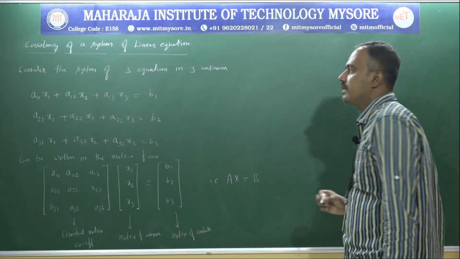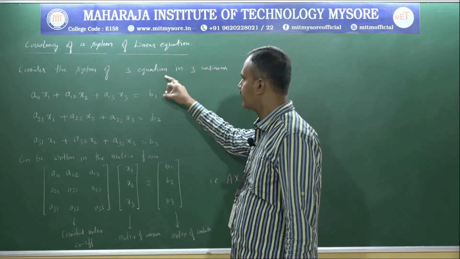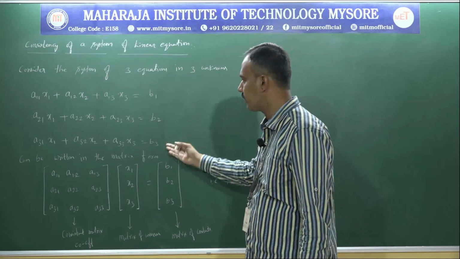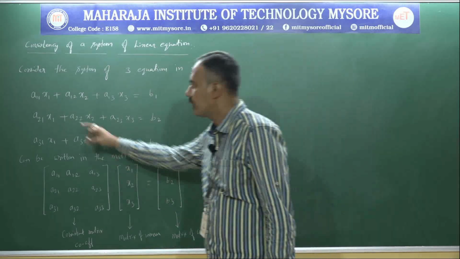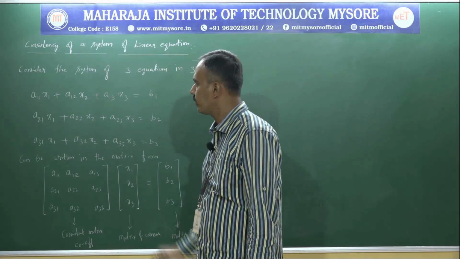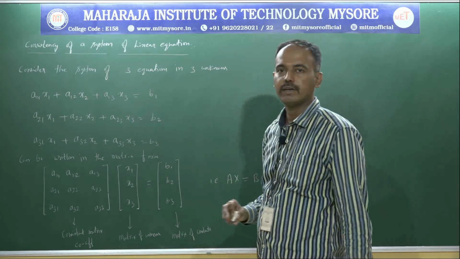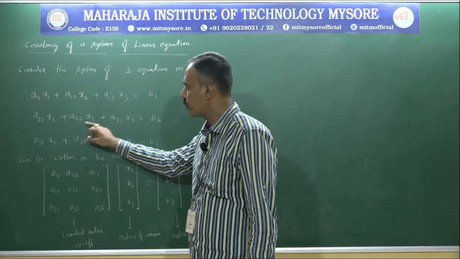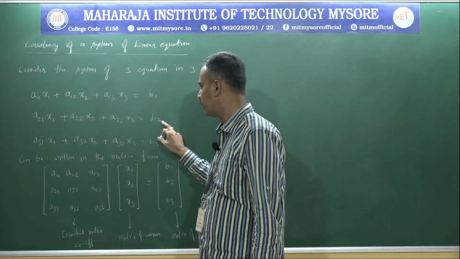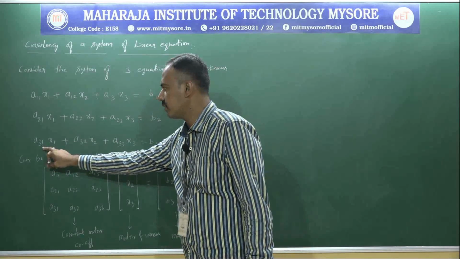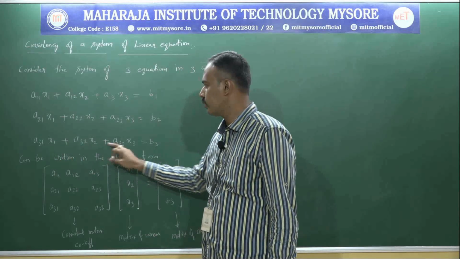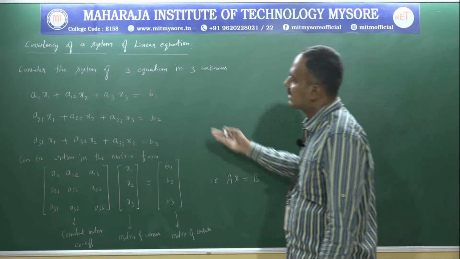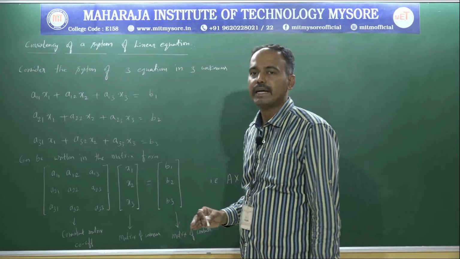Now let us consider the system of three equations in three unknowns. Suppose we have the general system of equations: a11 x1 plus a12 x2 plus a13 x3 is equal to b1; then a21 x1 plus a22 x2 plus a23 x3 is equal to b2; and the next one, a31 x1 plus a32 x2 plus a33 x3 is equal to b3. These three equations can be written in matrix form.